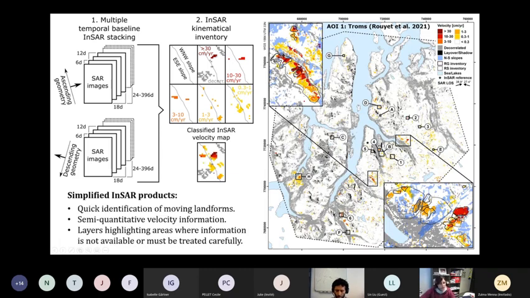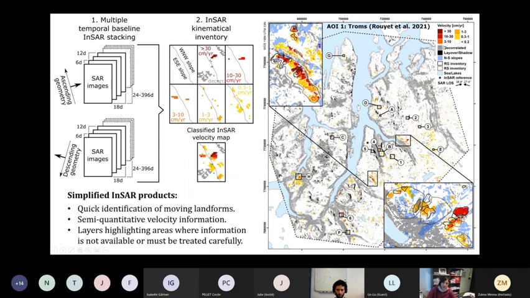So this is the kind of product you can get. This is for the area of interest 1, in Troms, the inventory that has been already published. And you get this kind of simplified InSAR products where you can quickly identify where something is moving with these 6 classes. So everything that is transparent is under the detection limits of 0.3 centimeter a year, and the other 5 classes are significant velocity. It's a semi-quantitative velocity information.